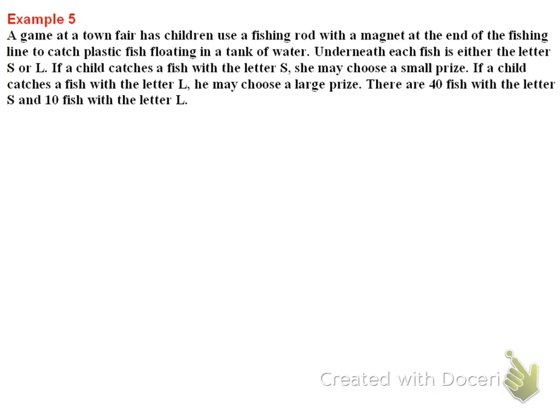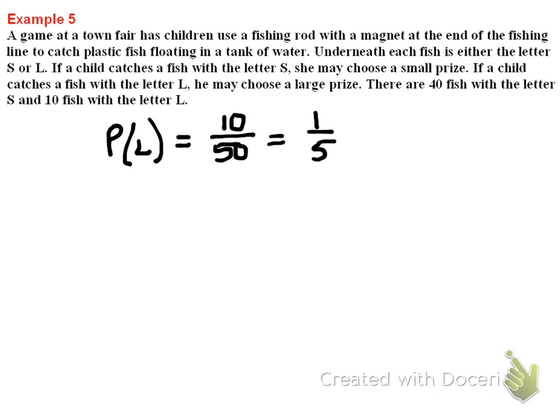All right, so first thing I want to say is, what is the probability that a child will catch a fish with the letter L? Because we all want the big one, okay? So the probability of catching a large fish, let's denote that as P of L. Well, looking at that, there are 10 fish of the 50 that will have the letter L on it. So the probability is 10 out of 50, or simplified 1 out of 5.